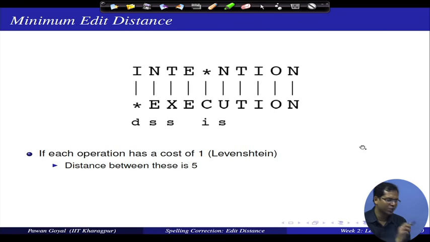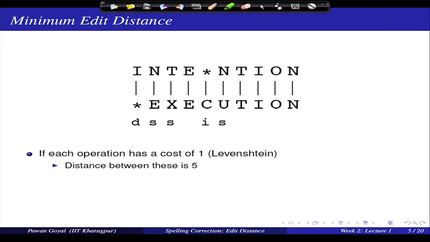So there are 2 different variations that I can use. In one variation, I might say that each operation has a cost of 1. So whether I am doing deletion, insertion, or substitution, each has a cost of 1. So in this case, what will be the edit distance between the 2 strings? Because I have done 5 operations, each has a cost of 1, so distance will be 5. Okay. So this is called Levenshtein distance.